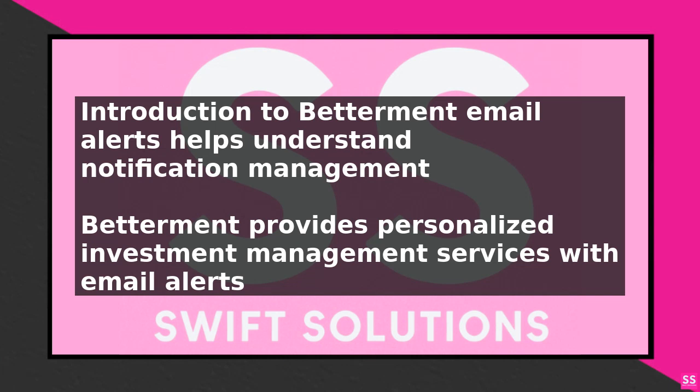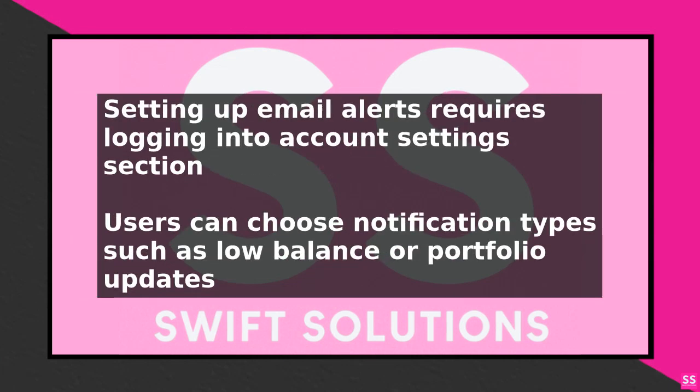Step 1. Setting up email alerts. To set up email alerts, you need to log in to your Betterment account and navigate to the Settings section. From there you can choose the types of notifications you want to receive, such as low balance alerts or portfolio updates.